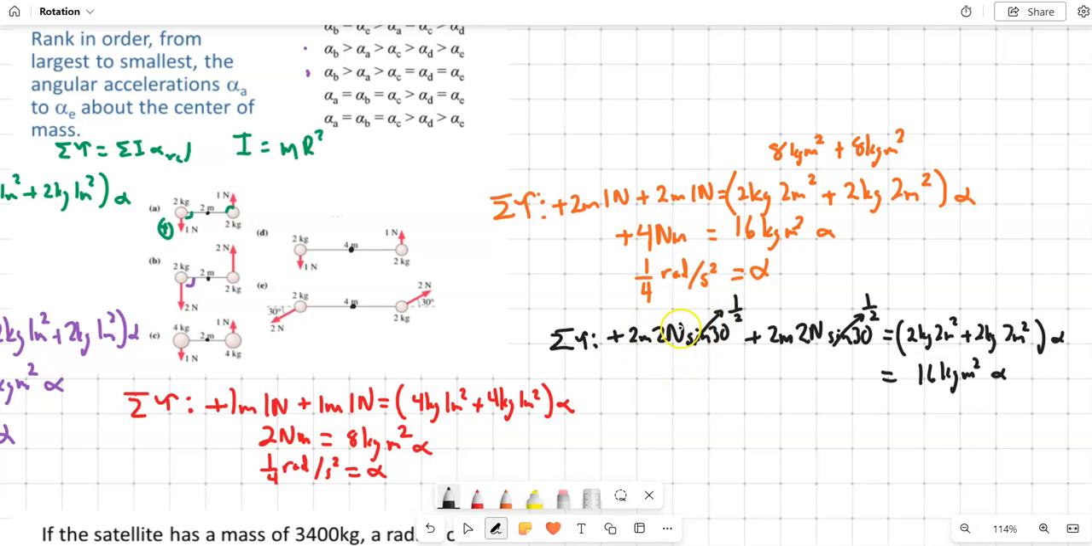This side over here is going to be 2 times 2 divided by 2. So that's going to be just 2 plus 2. So this is going to be 4 Newton meters of torque. So this side is going to result in 1/4 a radian per second squared, and that's its alpha.